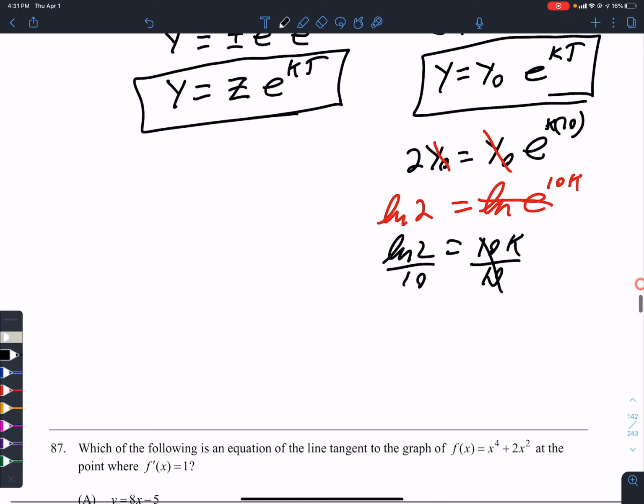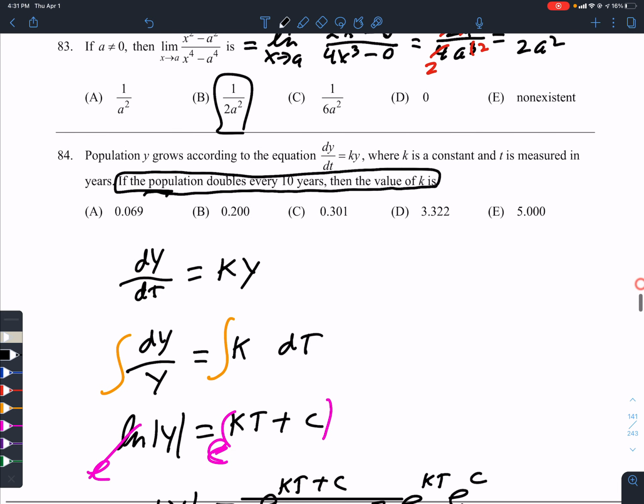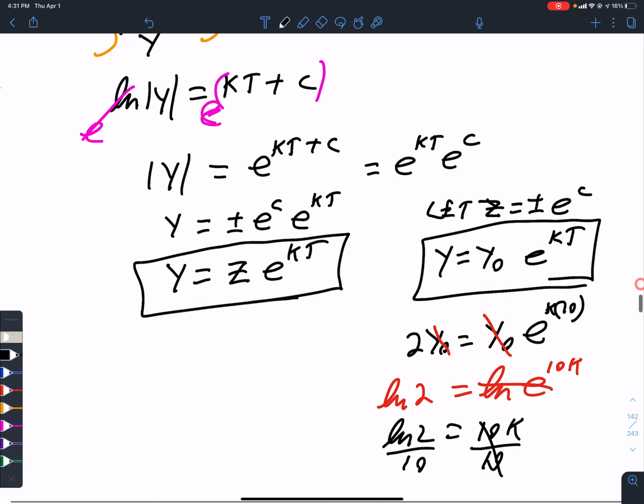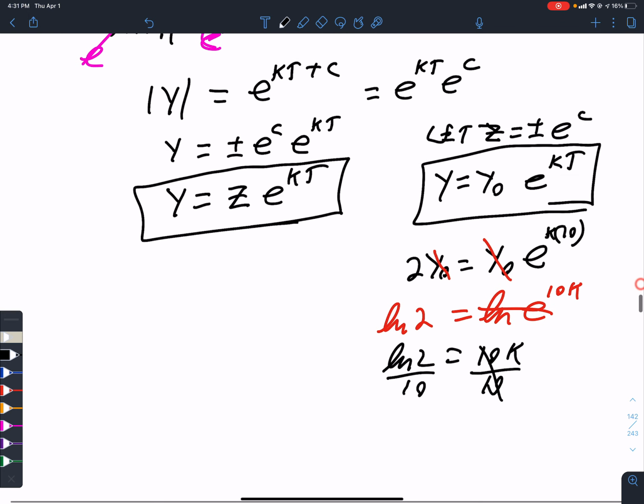Let me find my calculator and do that real quickly. So I'm going to clear my screen. ln 10 divided by 2. I get 1.151, which would lead me to not the right answer. Let me see if I did this right. The population doubles every 10 years. ln 2. Let me double check. Oh, I didn't do it right.